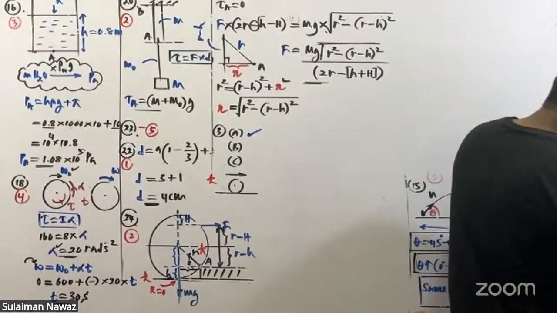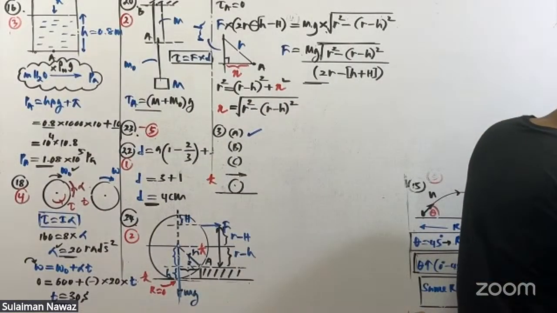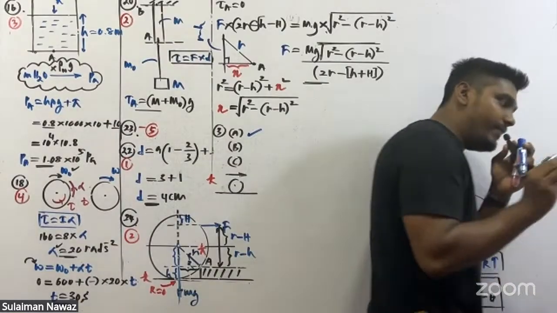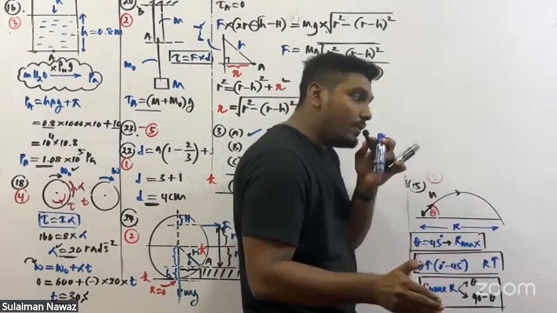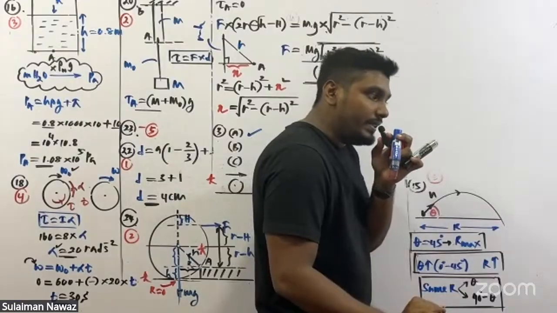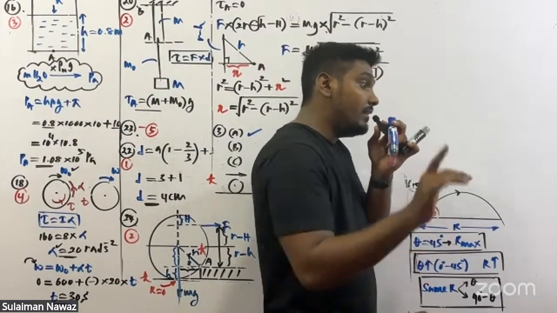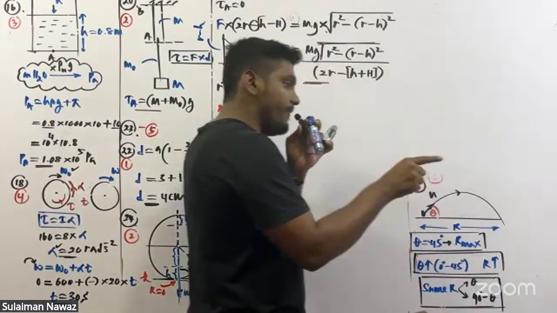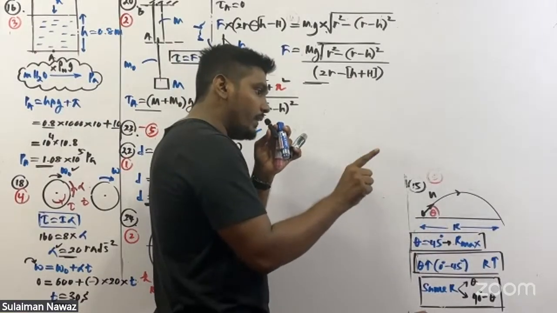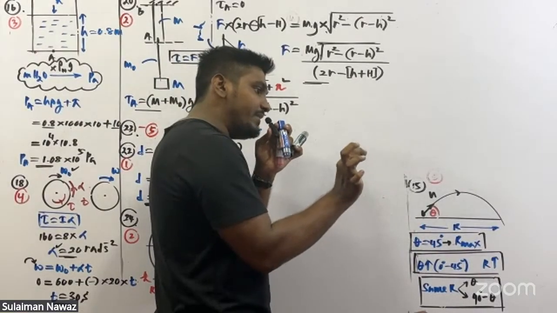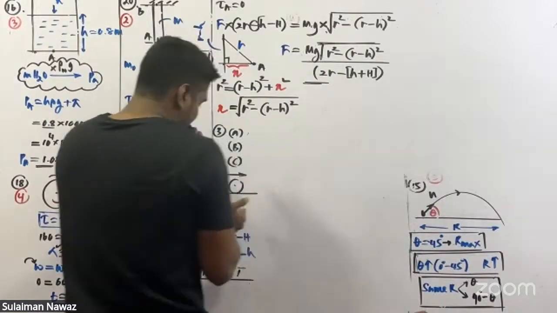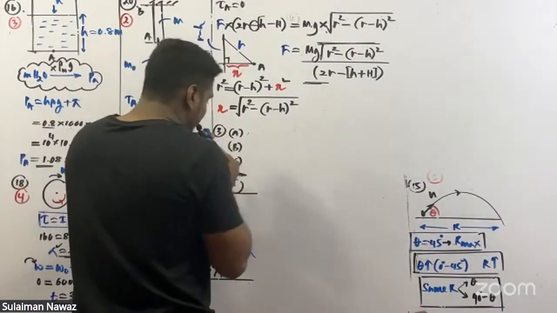Statement B, they are telling: when an object moves with constant speed, its velocity can be changed. Statement A, I made a mistake. When an object moves with constant velocity, its speed can be changed. That is wrong. Speed must be constant.